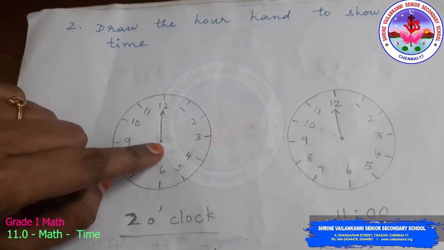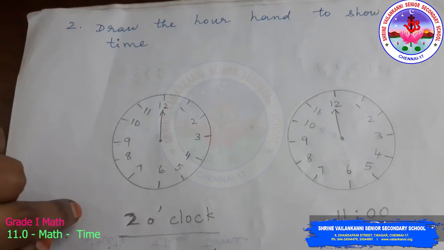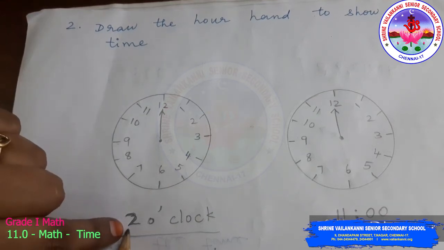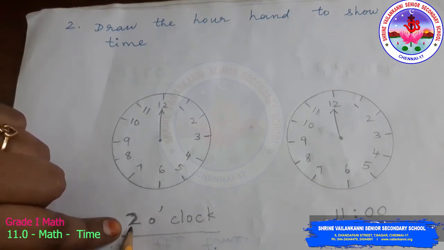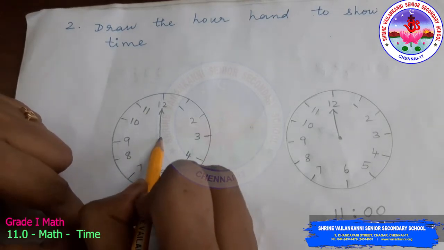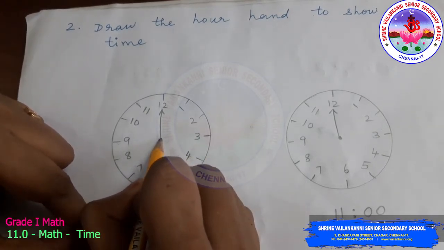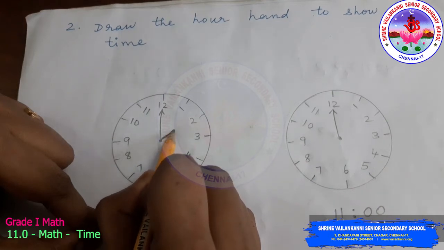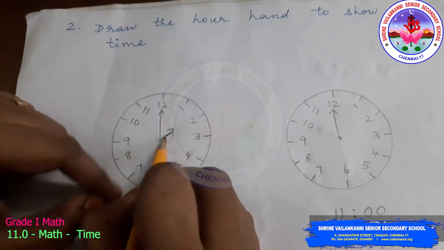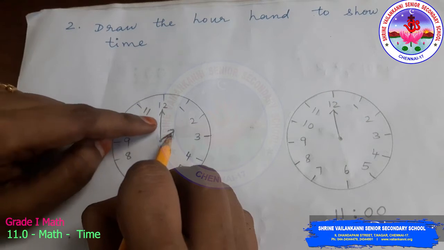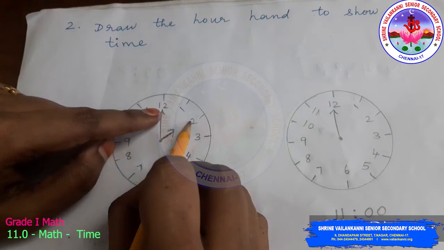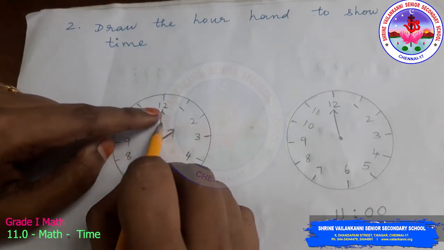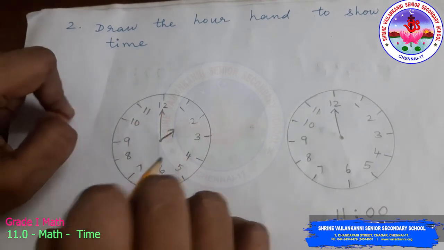Okay, so the hour hand will point at the number. What is the time? 2 o'clock. So the hour hand should point at 2. So we have to draw the short hand, that is the hour hand, like this. Make it short, okay? Don't draw it long. There should be some difference between the short hand and the long hand. It should be shorter. You cannot draw 2 lines near to the number. Both hands should show some difference.